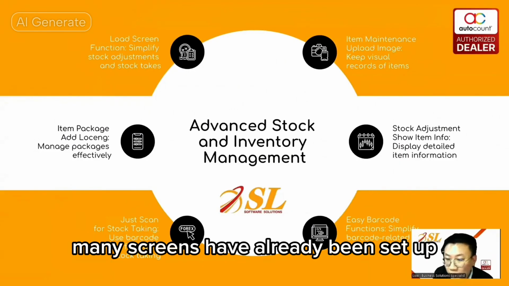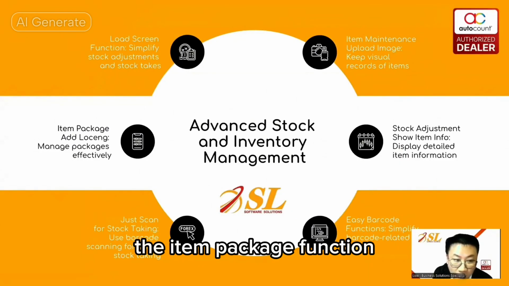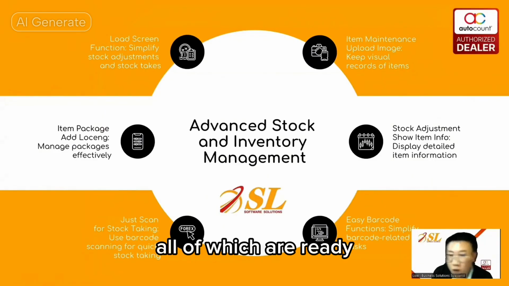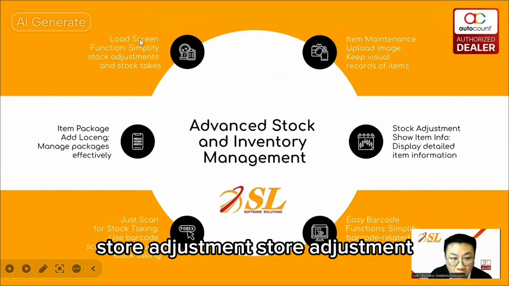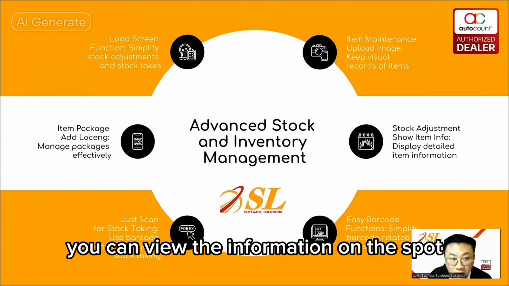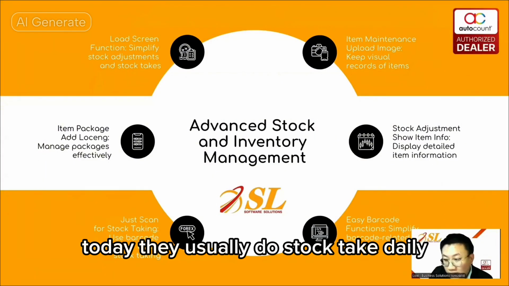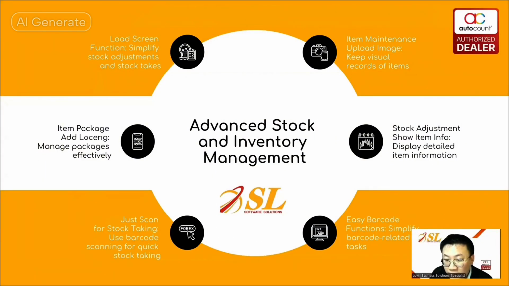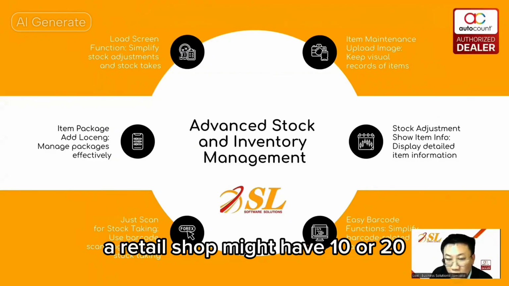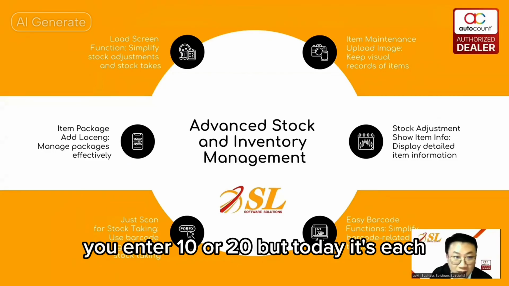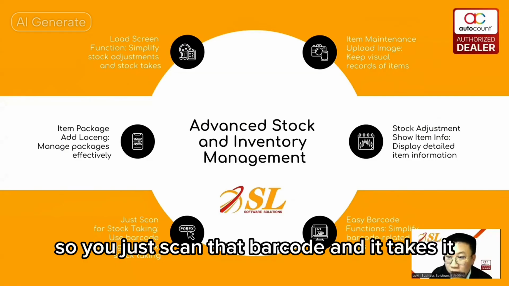Of course, many screens have already been set up, including the stock take screen, the item package function, and many store control functions, all of which are ready. Like that, for stock adjustment, you can view the information on the spot, and for stock take, you can do it on the spot. Today, they usually do stock take daily, so it's not like a retail shop. A retail shop might have 10 or 20, you enter 10 or 20, but today it's each with the barcode, so you just scan that barcode, and it takes it.